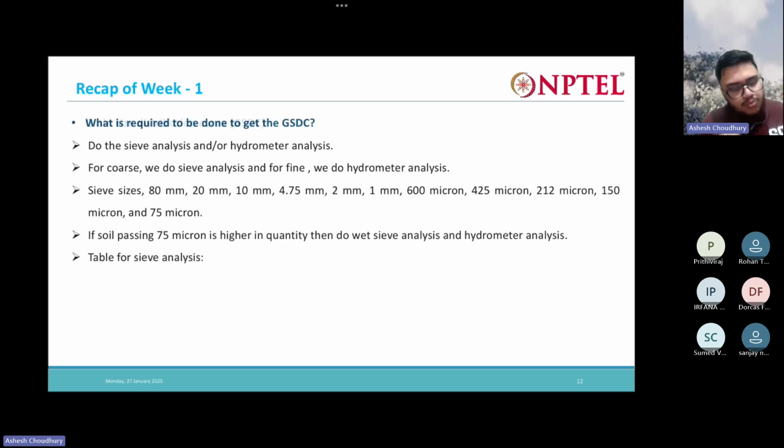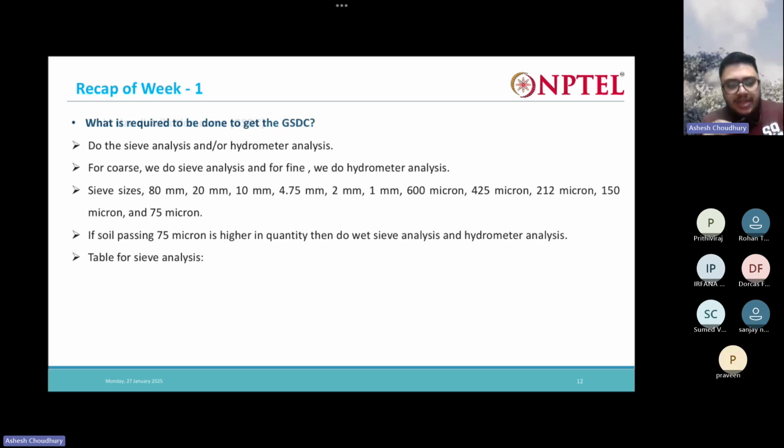For the fraction of soil that is passing through the 75 micron sieve, we do a separate analysis known as the hydrometer analysis. So for sizes from 80 mm to 75 micron, you can do the normal sieve analysis, and for the soil having size less than 75 micron, we take that soil mass and do the hydrometer analysis.